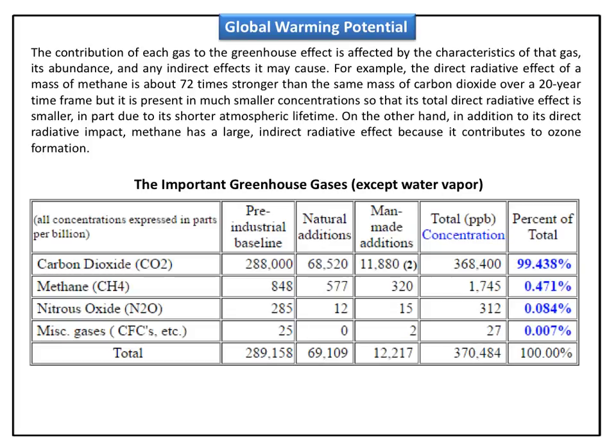The contribution of each gas to the greenhouse effect is affected by the characteristics of that gas, its abundance, and any indirect effects it may cause. For example, the direct radiative effect of a mass of methane is about 72 times stronger than the same mass of carbon dioxide over a 20-year time frame, but it is present in much smaller concentrations so that its total direct radiative effect is smaller, in part due to its shorter atmospheric lifetime. On the other hand, in addition to its direct radiative impact, methane has a large, indirect radiative effect because it contributes to ozone formation.